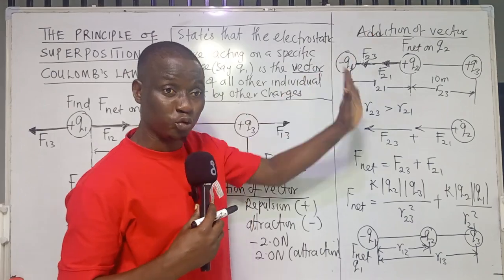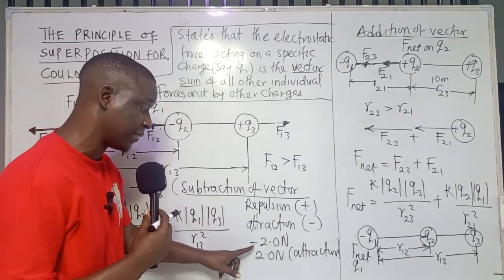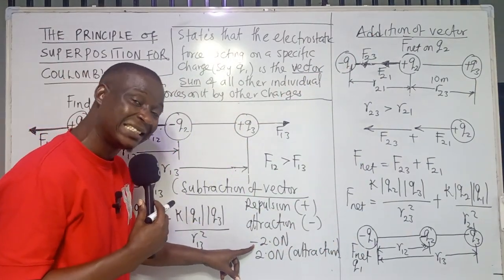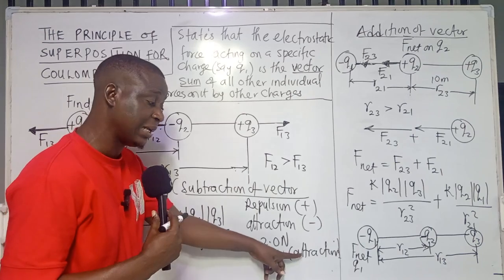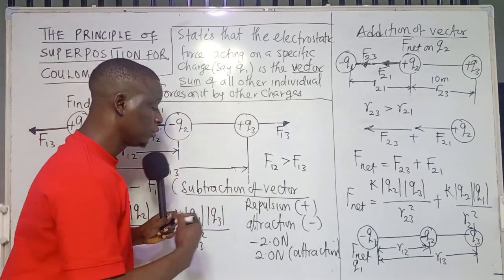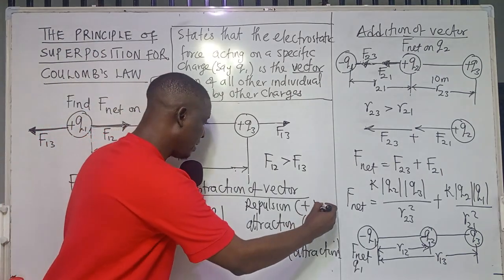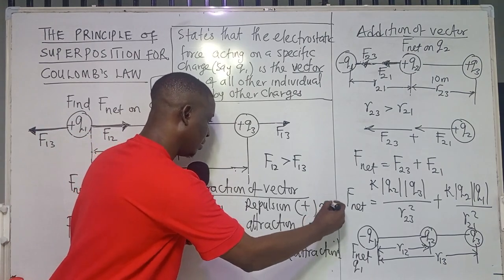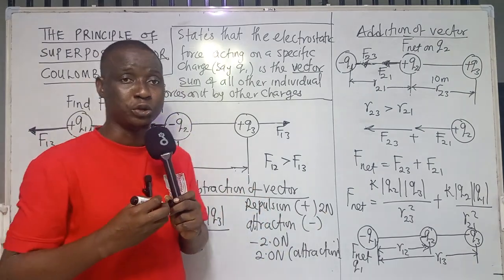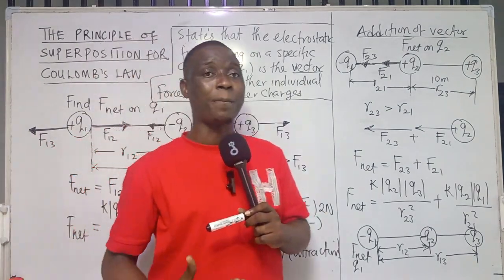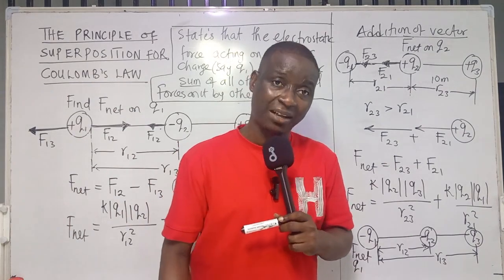With a question, you will be able to know. But for this one, take note of that. Whenever you have a negative force, it shows attraction. You can say 2 Newton attraction. Whenever I have a positive, maybe positive 2 Newton, that means 2 Newton repulsion. But we are going to talk about more of this in our next class.